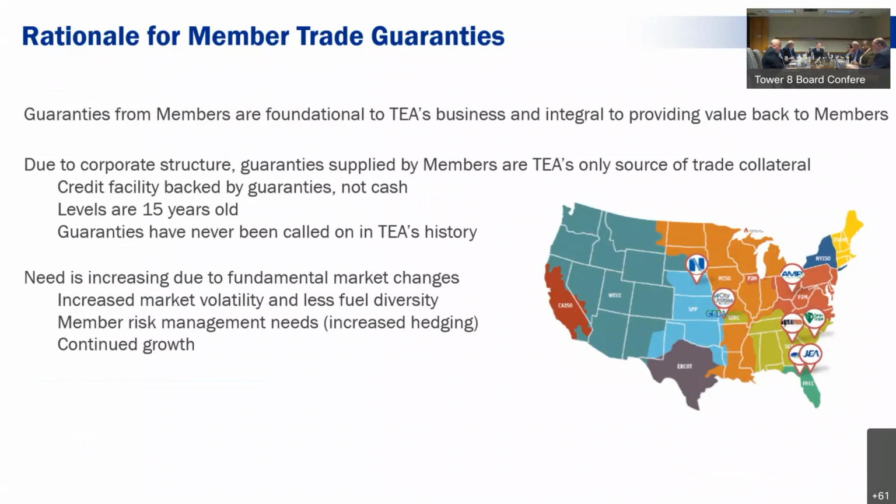Member guarantees are foundational to TEA's business. The current guarantee level of $164 million has been in place for 15 years. JEA's share of the current guarantee is approximately $29 million. The need for the increase in the guarantees has grown over time due to fundamental market changes, including increased volatility that we see today, less fuel diversity, and increased member hedging activities. As I mentioned, we are requesting the overall guarantee level of $164 million to be increased to $340 million with a phase-in of JEA's guarantee limits to $45 million on or before June 1st and to $60 million on or before December 1st. The increased level is intended to be sufficient for at least the next 5 years. And I'd like to thank Regina for her support with getting the documentation finalized for this package. And with that, I'll entertain any questions.